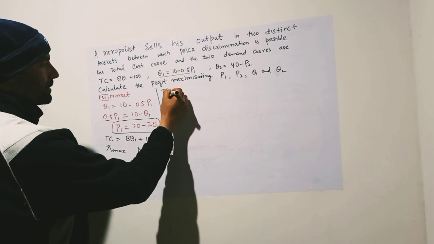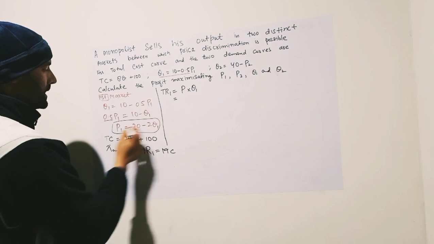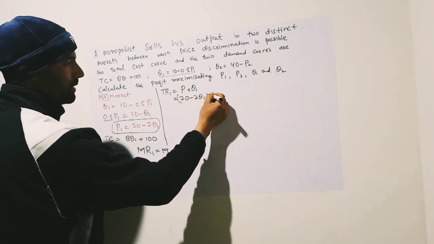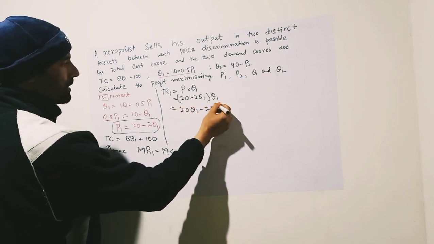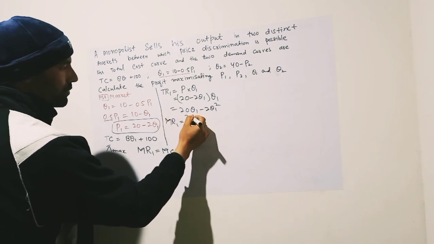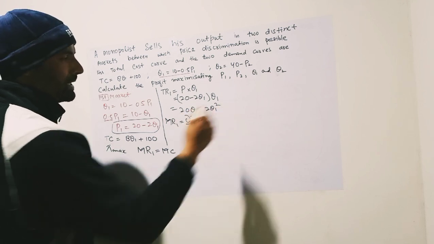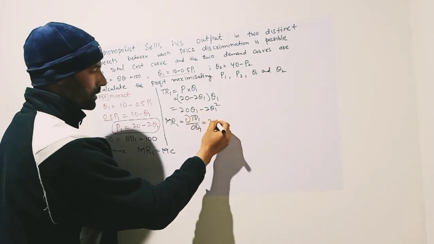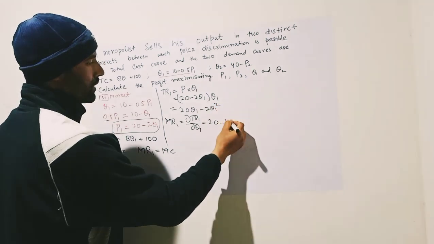First, our total revenue in the first market will be equal to price into output of the first market. So the price function is this 20 minus 2 q1. To this we multiply q1. So this becomes 20 q1 minus 2 q1 square. Our marginal revenue in the first market will be the derivative of the total revenue function with respect to q1. Derivative of q1 is 1, so we will get 20 minus, derivative of q1 square is 2q, so 2 into 2 is 4 q1.